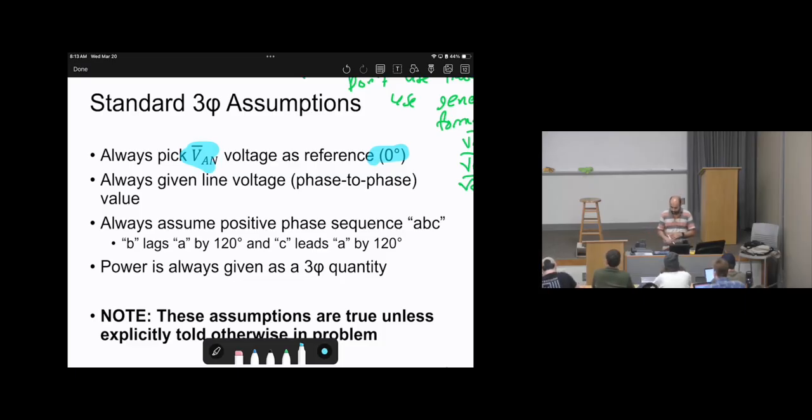Okay? Then the second thing, every time, whenever you see any voltage value, it is line to line. It's not line to neutral. So what does this mean and what should I do?